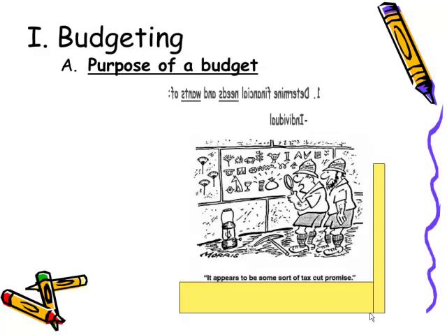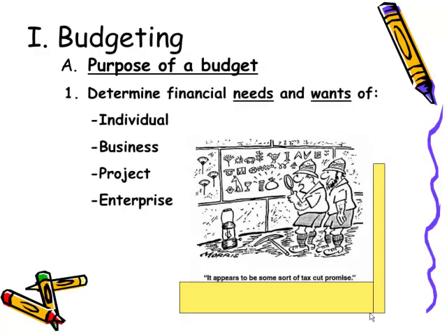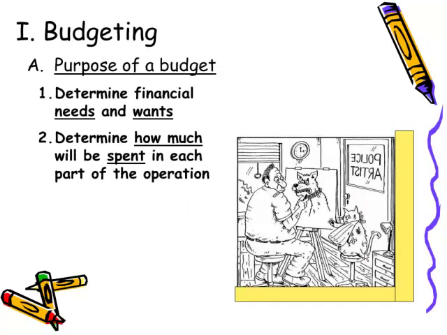The purpose of the budget really is to determine your financial needs and wants. And when we talked earlier about needs and wants, needs are what you have to survive. Wants are something after all your needs are met. And you do this as an individual, you do this as a business, you do that when you do projects, and you do that as an enterprise. So you determine your financial needs and wants, right? You have your need list and your want list. You've got to satisfy your needs first before you move to your wants.